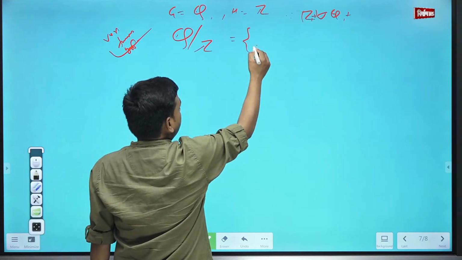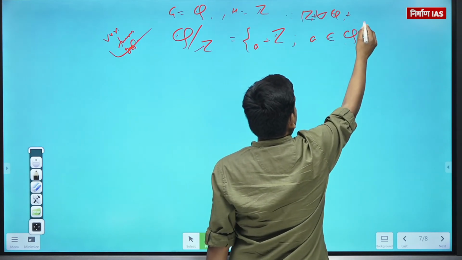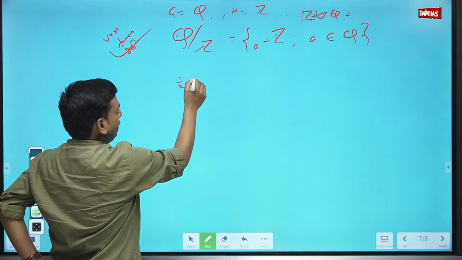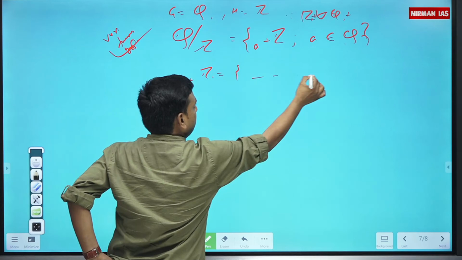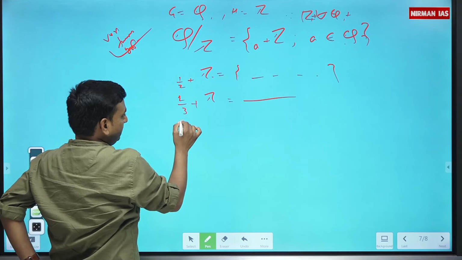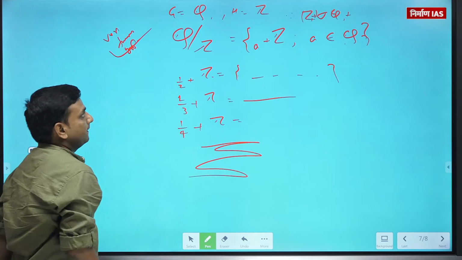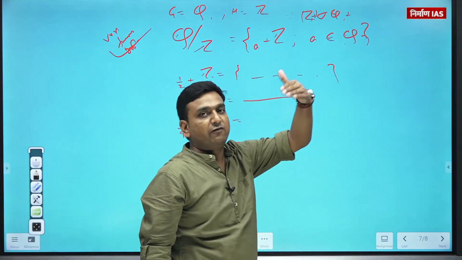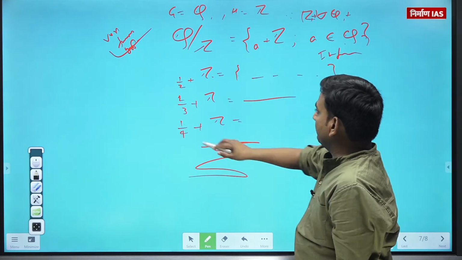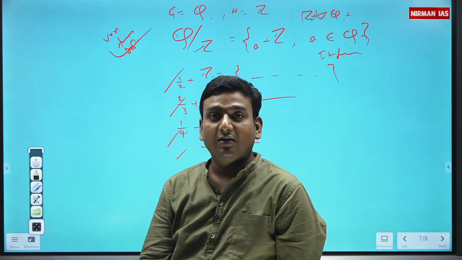So Q by Z will be what? This will be a set with elements like this, where A will be coming from Q itself. For example, you can write 1 by 2 plus Z. एक set लिख सकते हैं पूरा का पूरा इसमें. You can write 1 by 3 plus Z. You can write 1 by 4 plus Z. So this set will be containing an infinite number of elements. Q by Z will be containing an infinite number of such elements. Is that clear or not?